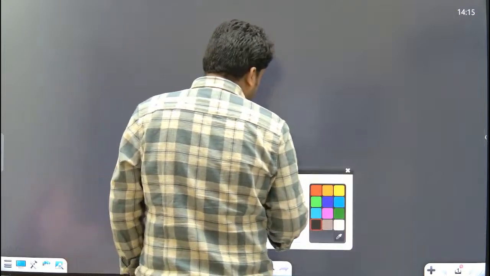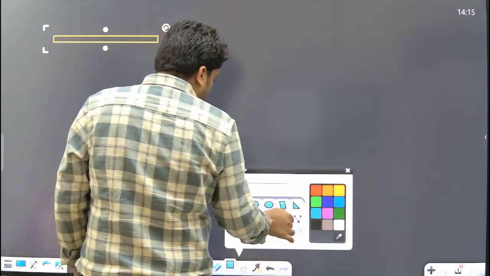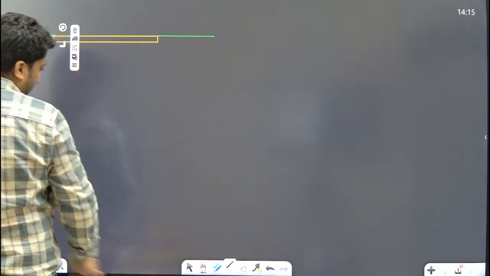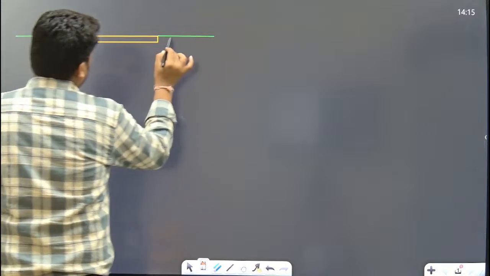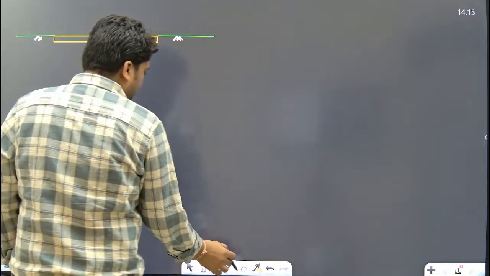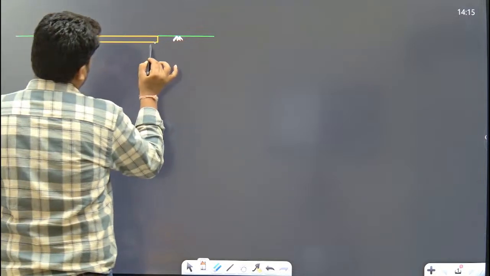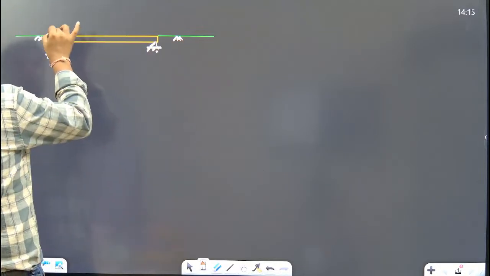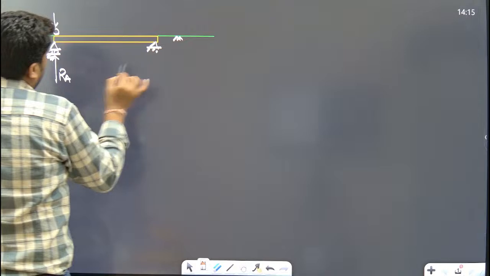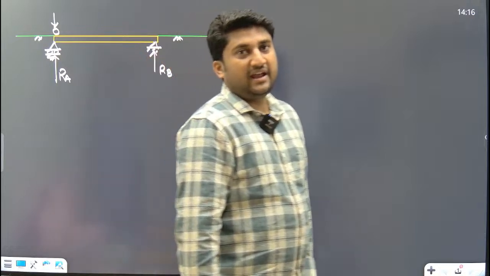You remember that in the previous case we have studied how to draw the influence line diagram for reaction. This is a simply supported beam, and there are two reactions over here. One is roller support, one is pin support. When unit load is moving, we consider reaction at A and reaction at B.